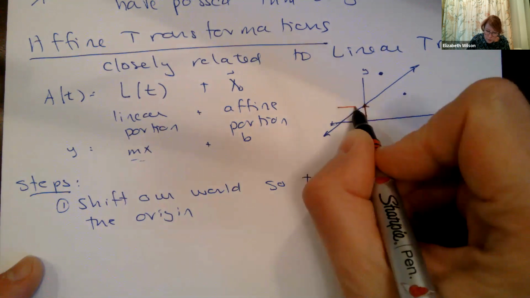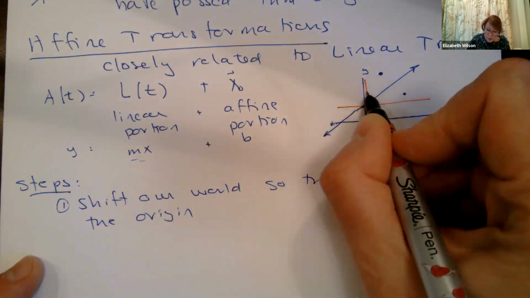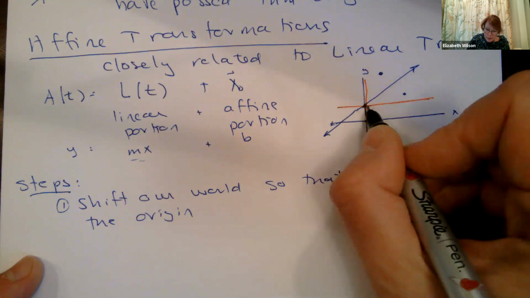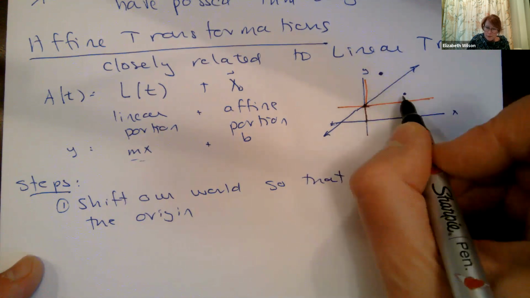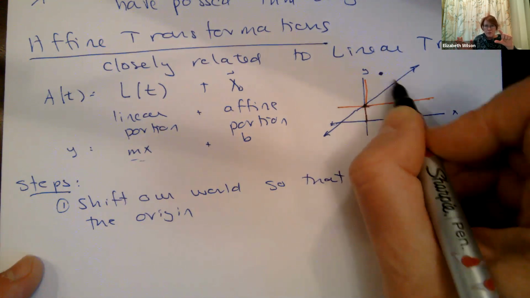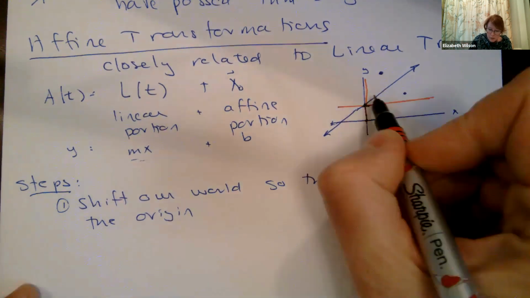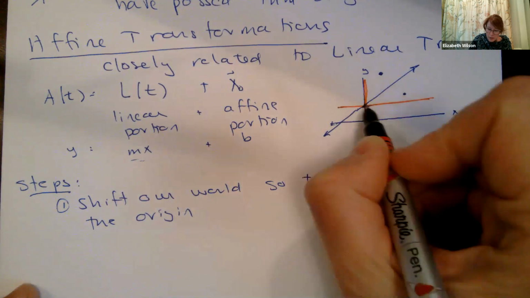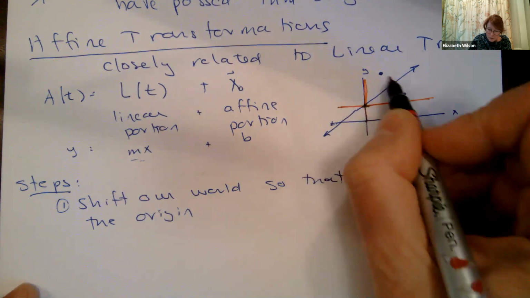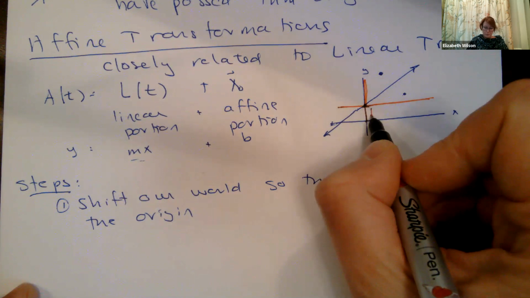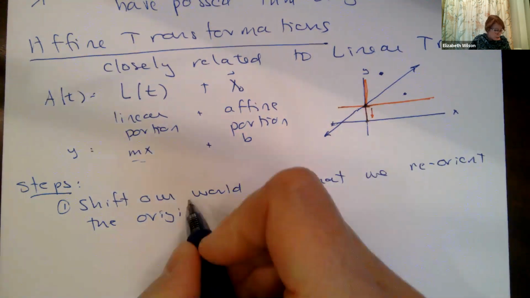So I now have a new origin right here. And then I'm going to do my transformation, right? Everything that I do, all my points, all this stuff gets shifted up as well. So everything gets moved up. So my axis, my whole coordinate system gets moved to accommodate it so that this is normal. Now I'm going to rotate it, and then I'm going to shift it back down again, back down to normal. So that we reorient the origin.